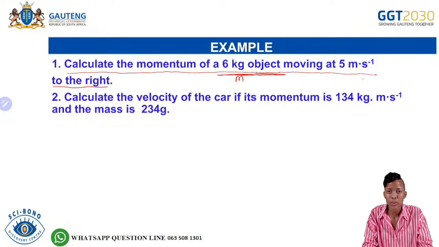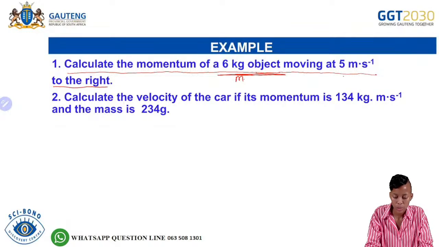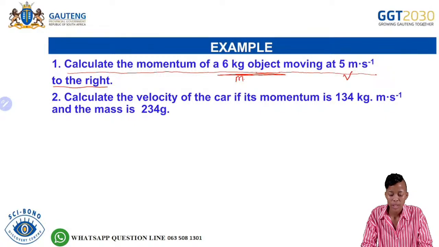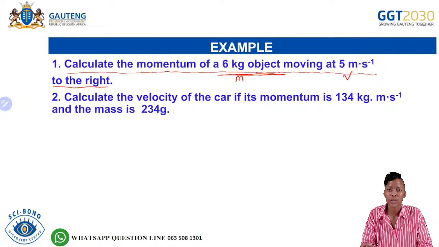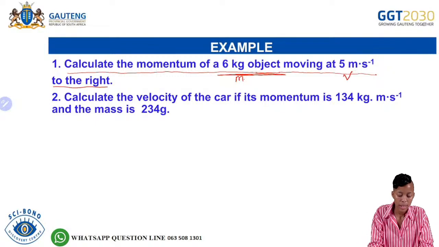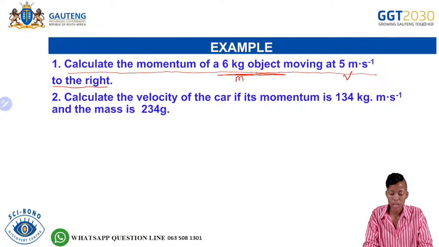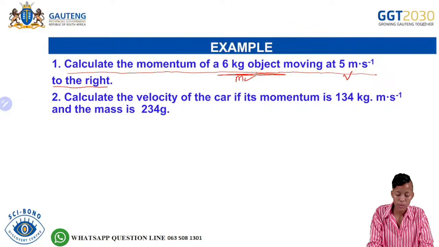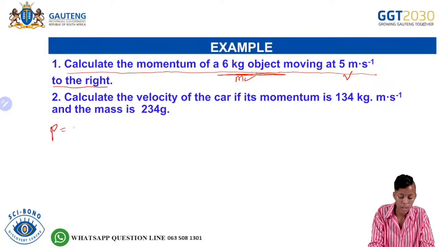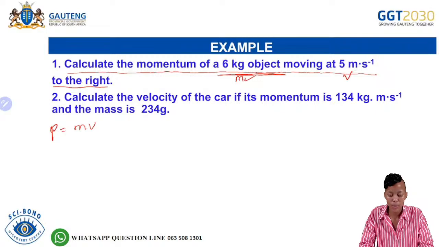And then it says it is moving at 5 meters per second to the right. So what are they talking about on this one? They are talking about the velocity. Okay. So then again, what are you going to do from there? You are going to refer to your formula sheet, and look for the formula that you can use to calculate the momentum if you have the mass and also the velocity. So what is the formula? Our formula is P is equal to mv. Okay. Then so it's P is equal to mv.